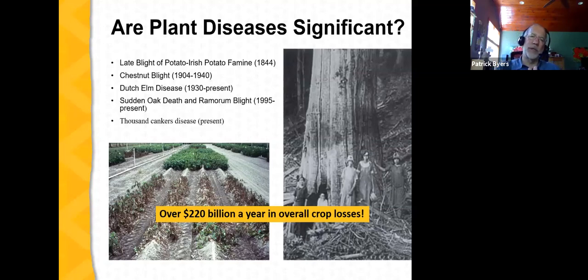Chestnut blight, another example. This was a disease that destroyed the American chestnut, which was a dominant forest tree in the eastern forests of North America. The blight arrived in 1904, and by 1940, most of the American chestnuts were gone. And these were huge trees, very important economically. They, of course, were an important part of the ecosystem of these forests as well. And there are places where the forest system is still recovering from the loss of this dominant species.